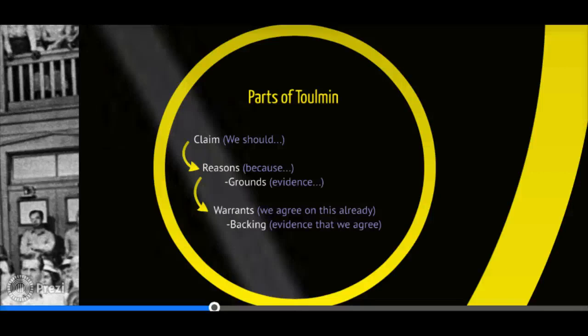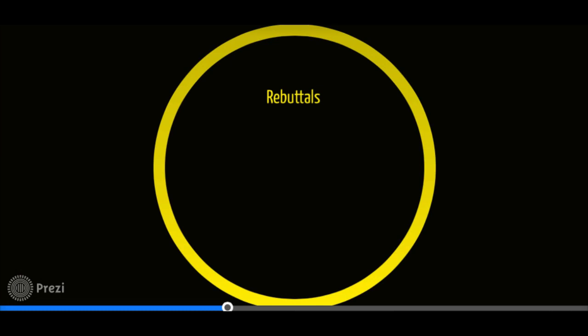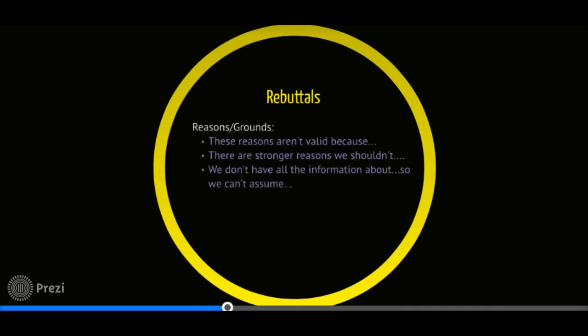It's really important to consider the warrants, because if the audience and us don't share some common values, it's very unlikely that they're going to accept our overall argument. Another important part of Toulmin to consider is the rebuttals. Rebuttals are basically what helps us to think about the other side of the argument, where they're coming from, or how they might even attack us.